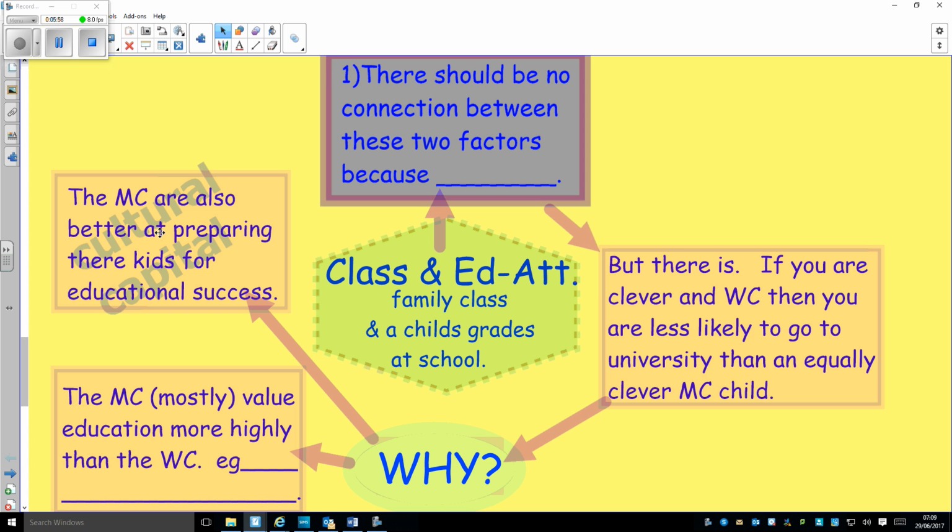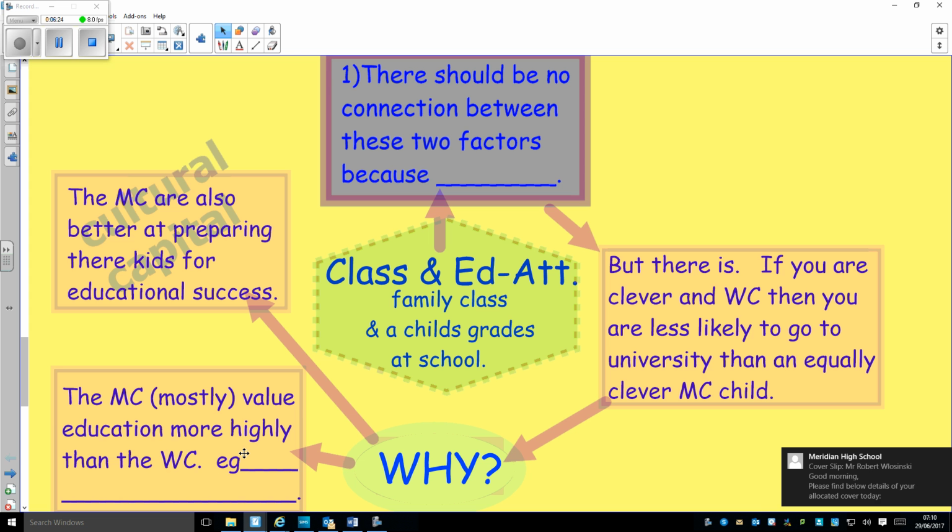The question is why? We've got lots more work coming up on this, but essentially there's two main reasons. The middle class are better at preparing their kids for educational success. They have what's called cultural capital. Museum trips, piano lessons, language, no slang, the way they dress, the accents they have. And also the middle class mostly value education more highly than the working class. E.g., the one we always use is dead simple. Parents' evening. Middle class kids, their parents will always go to every parents' evening. And some schools like ours turn out to like 50%.